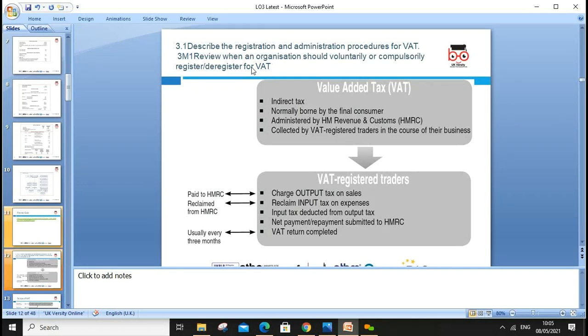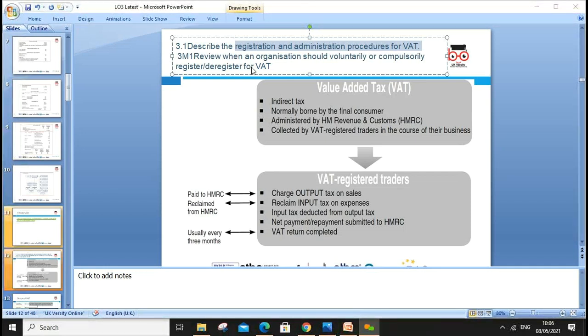Next we go through 3.1 and the merit criteria together, because 3.1 is to describe the registration and administration procedures for VAT. We know VAT is an indirect tax, normally borne by the final customer, administered by HMRC and Customs, and collected by a VAT registered trader in the course of their business. They collect from the customer. Basically, they are the tax collector on behalf of HMRC.